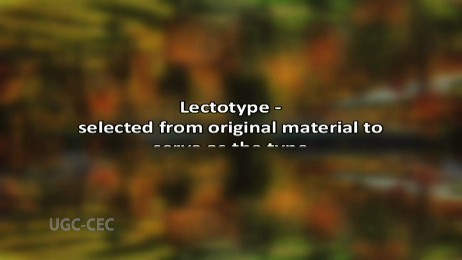A lectotype is a specimen that is selected from the original material to serve as a type when either no holotype was designated at the time of publication, or if the holotype is missing, or if the original type consisted of more than one specimen or taxon. It is a kind of nomenclatural type.